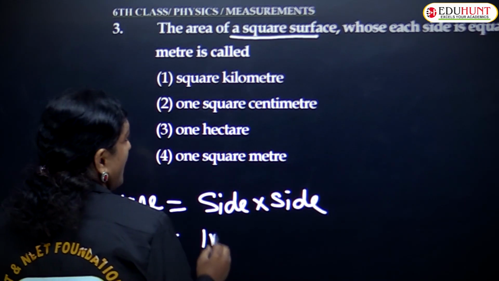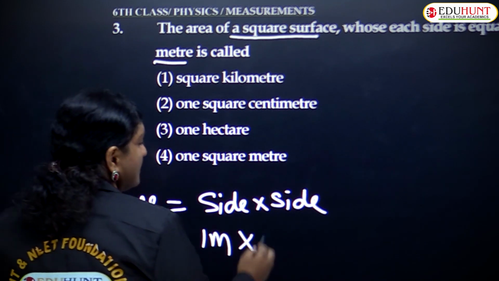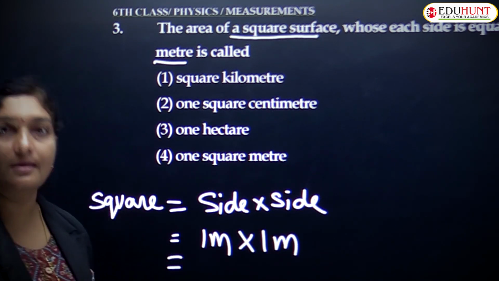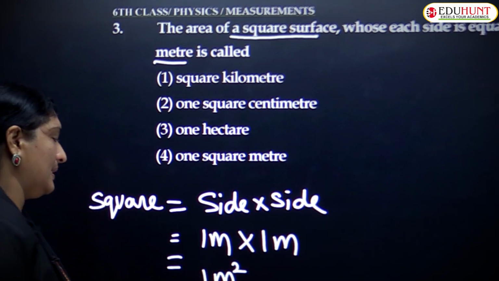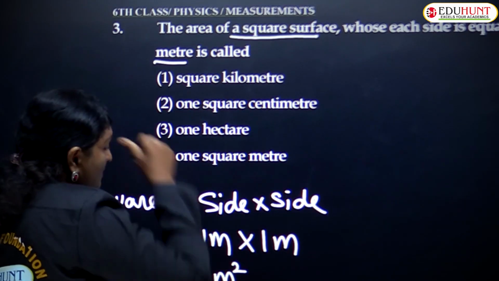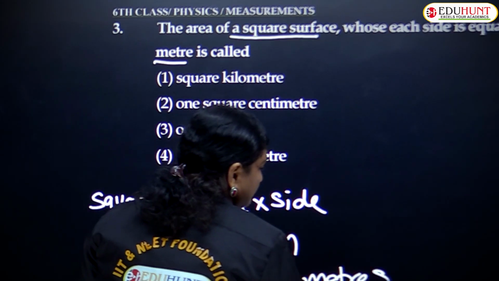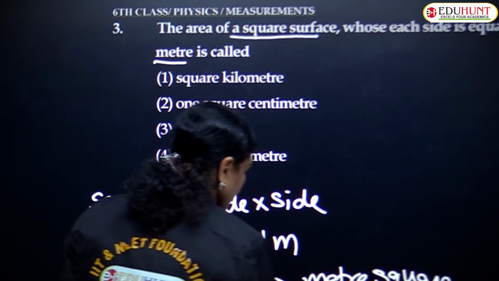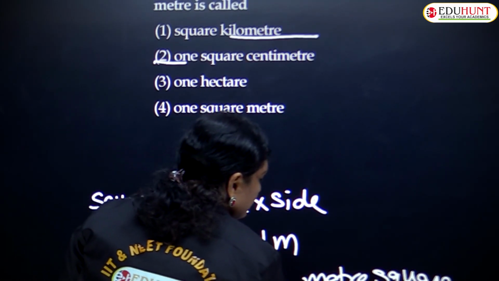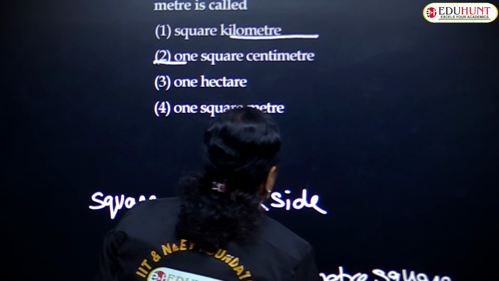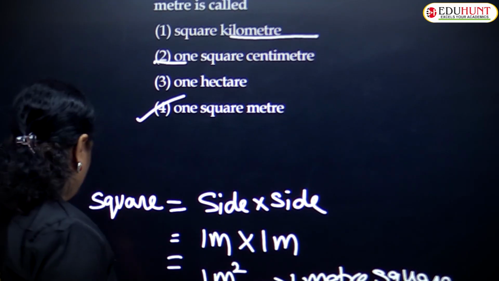Each side they gave as 1 meter, isn't it? So, how much length did they give? 1 meter. So, 1 meter into 1 meter. How much? 1 meter square. This is also read as 1 square meter. So, this is in word format they have given. It is read as meter square, or the appropriate way of measuring it is as square meter. 1 square meter. So, your answer is the 4th one.